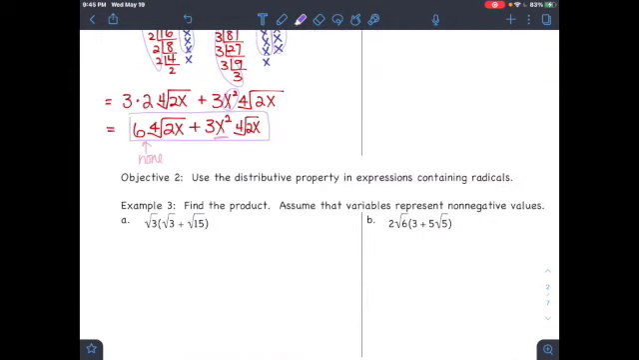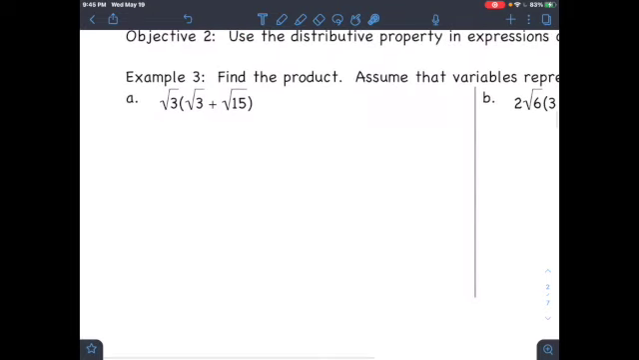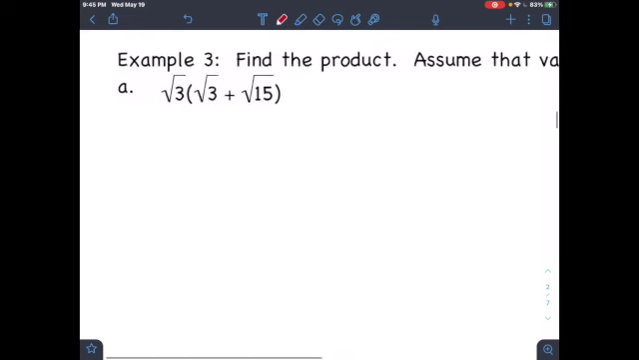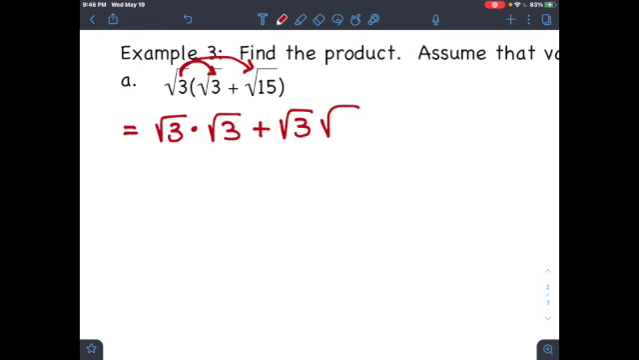Going on to objective number 2, use the distribute property in expressions that contain radicals. So what we're going to do is just the same thing like the distribute property. Now I'm going to write out the first problem for you. So for letter A, the problem really is square root 3 times square root 3. So it's going to be this one times this one, then this one times this one. So it's going to be plus square root 3 times square root of 15.